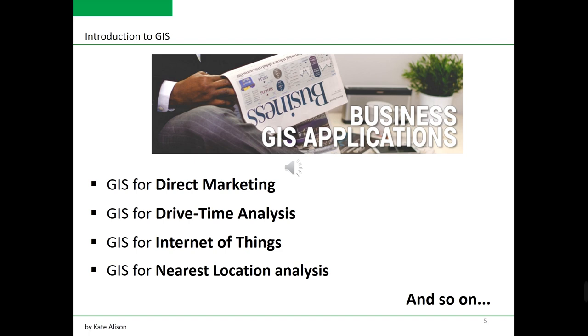GIS is also used for the Internet of Things to improve efficiency, accuracy, and economic benefits through a network of physical objects such as devices, vehicles, buildings, and other items embedded with electronics, software, sensors, and network connectivity that enables these objects to collect and exchange information with one another. GIS is also used for nearest allocation analysis, to find the nearest gas station, restaurant, or coffee shop using GPS-based positioning and geocoding business data, and so on.